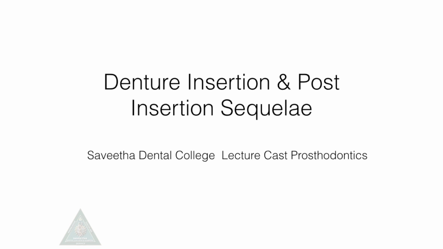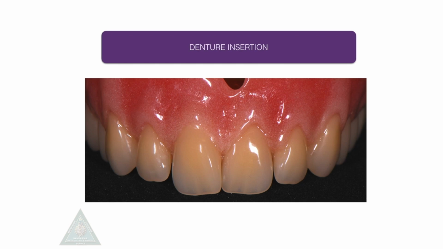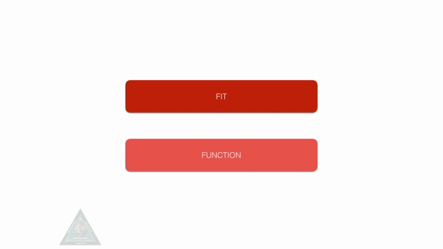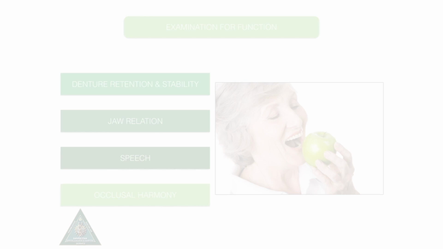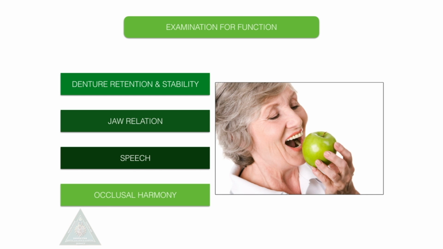Topic for discussion is denture insertion and post-insertion sequelae. Denture insertion includes examination of denture for fit and function. Examination for fit includes evaluation of the denture borders for any sharp margins, adaptation of the denture, border extension and freedom relief, and evaluation of the aesthetics. Examination for function includes retention, stability, jaw relation, speech, and occlusal harmony.